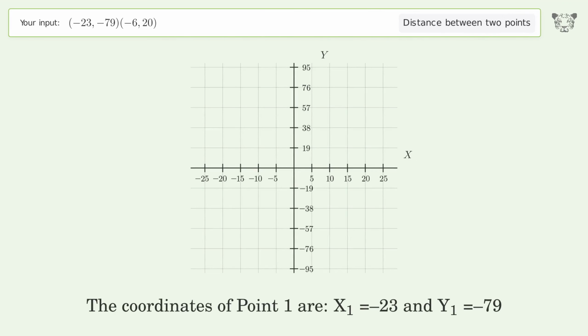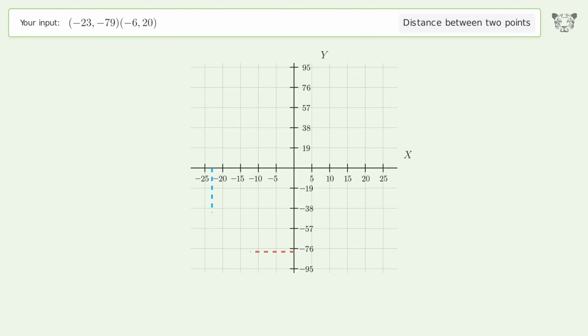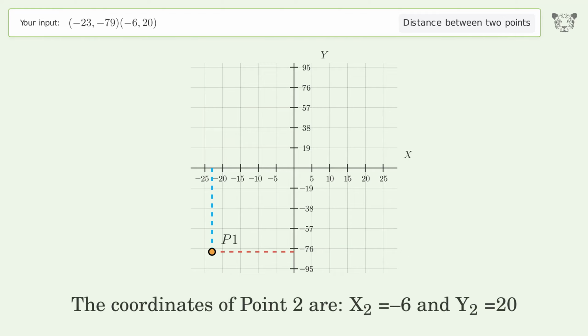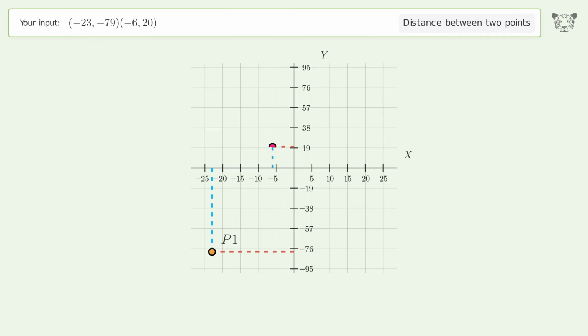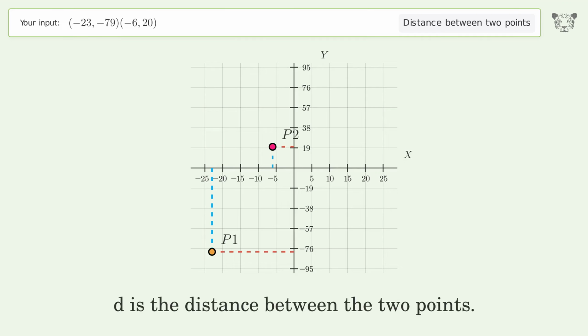The coordinates of point 1 are x1 equals -23 and y1 equals -79. The coordinates of point 2 are x2 equals -6 and y2 equals 20. D is the distance between the 2 points.